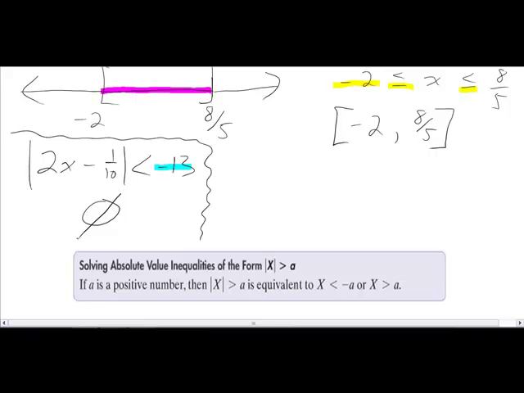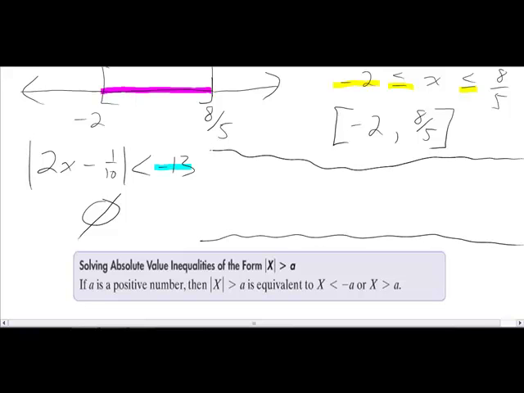And one other thing I want to make note of before we move on. Oh no, I lost my squiggle, and it was such a good one too. Alright, there we go. Let's say you had a problem that looks like this.